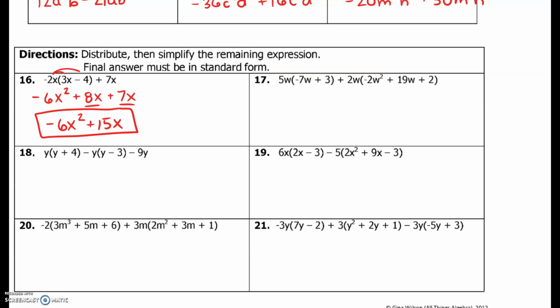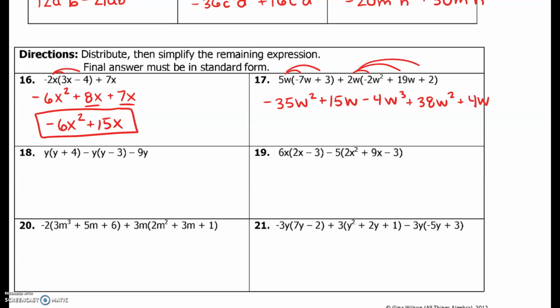In number 17, you have 2 places where you need to distribute. So we will distribute 5w first. 5w times negative 7w is negative 35w to the second power. And then you have 5w times 3, which would be 15w. As you distribute the 2w, you'll have negative 4w to the third power. 2w times 19 would give you 38w to the second, and 2w times 2 would give you 4w.